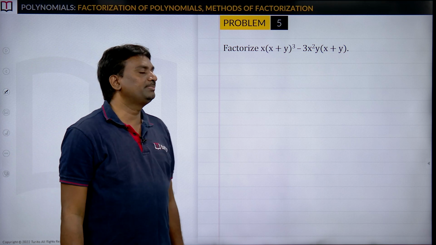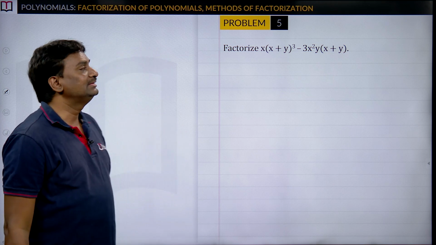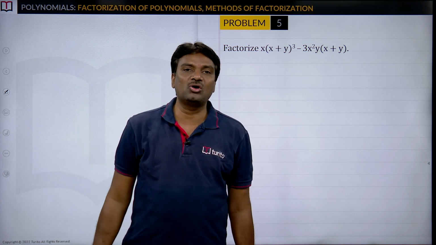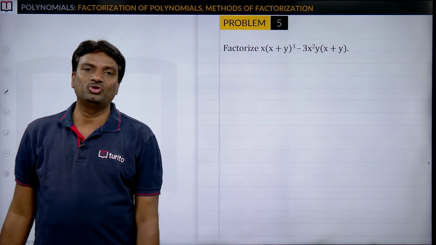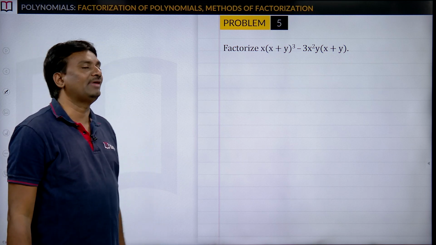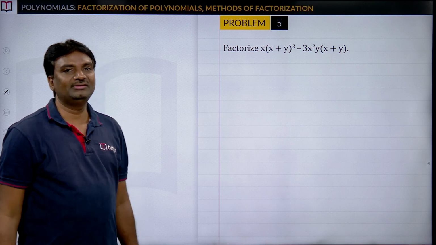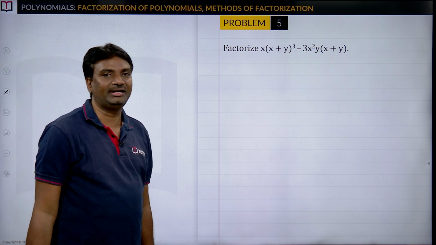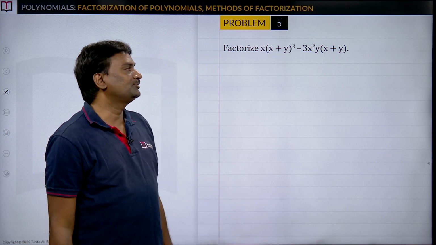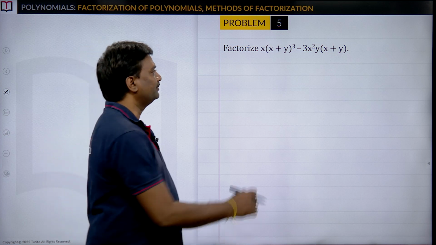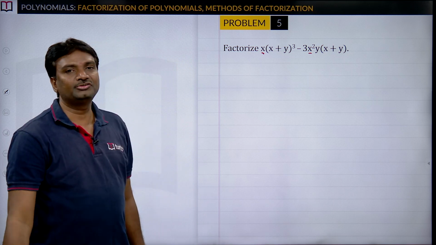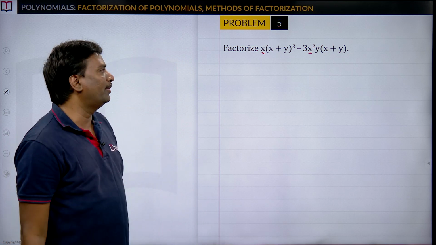Factorize x of x plus y whole cube minus 3x square y into x plus y. Can anyone say what is the common factor? So, by observing the given expression, can you say what is the common factor? You can send your answer in the chat box. x of x plus y whole cube minus 3x square y into x plus y. So, very simple. Here we have x, here we have x square. x square can be written as x into x. So, x is a common factor.